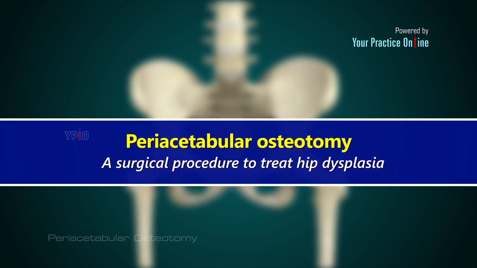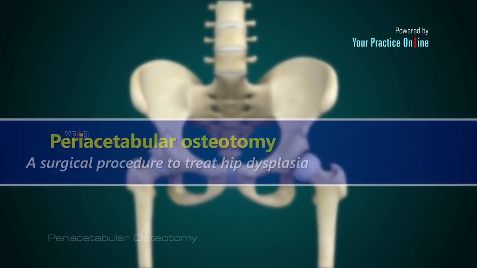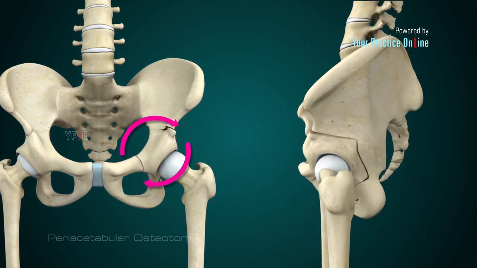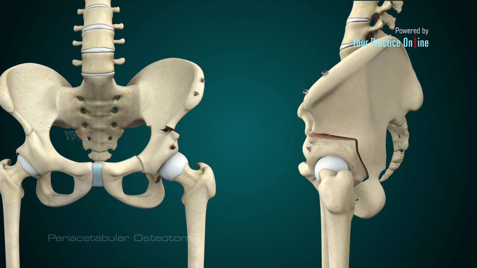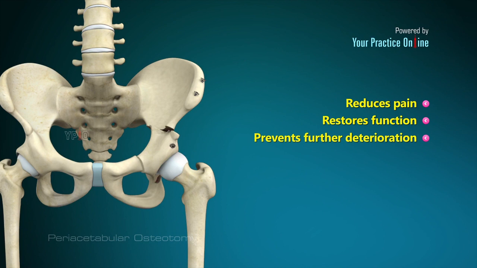Periacetabular osteotomy is a surgical procedure to treat a congenital hip condition called hip dysplasia. This involves cutting the acetabulum from the pelvic bone and repositioning it with screws to allow for a better fit of the femoral head. The procedure reduces pain, restores function, and prevents further deterioration of the hip joint, thereby increasing the life of the hip joint and postponing total hip replacement.